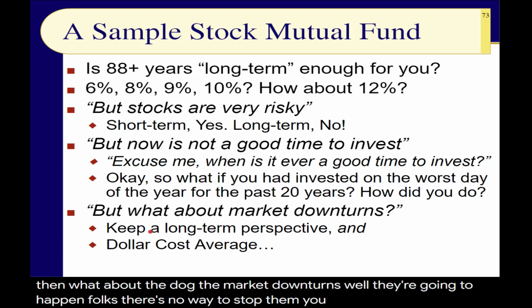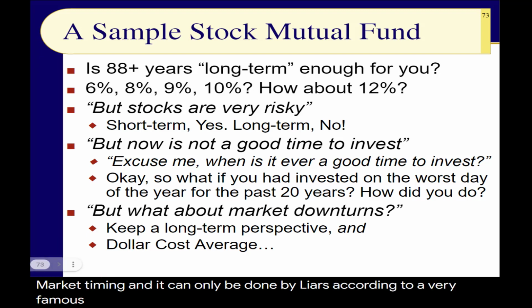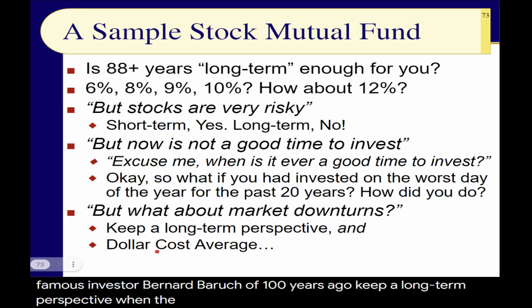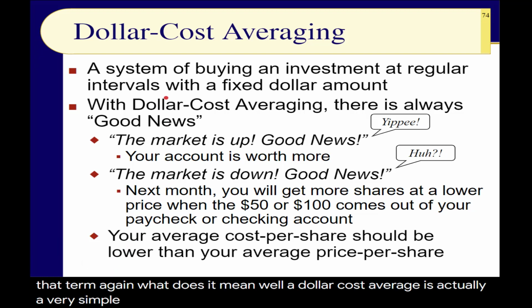You could try to get out before it happens, but good luck with that. It's called market timing, and it can only be done by liars, according to a very famous investor, Bernard Baruch, of 100 years ago. Keep a long-term perspective when the markets fall, and dollar cost average. Now, there's that term again. What does it mean? Well, dollar cost averaging is actually a very simple technique.